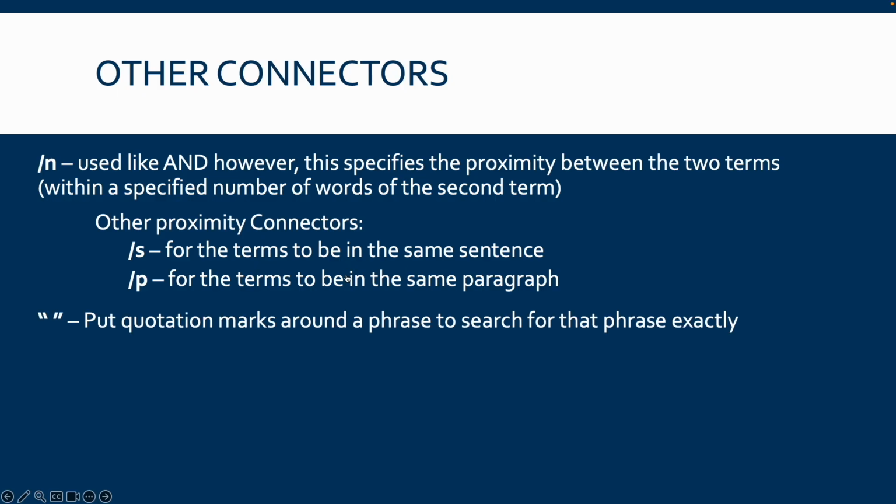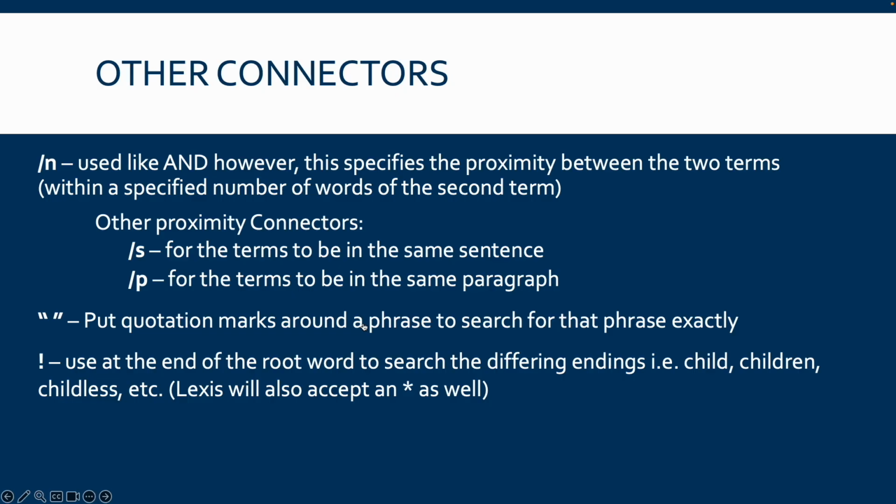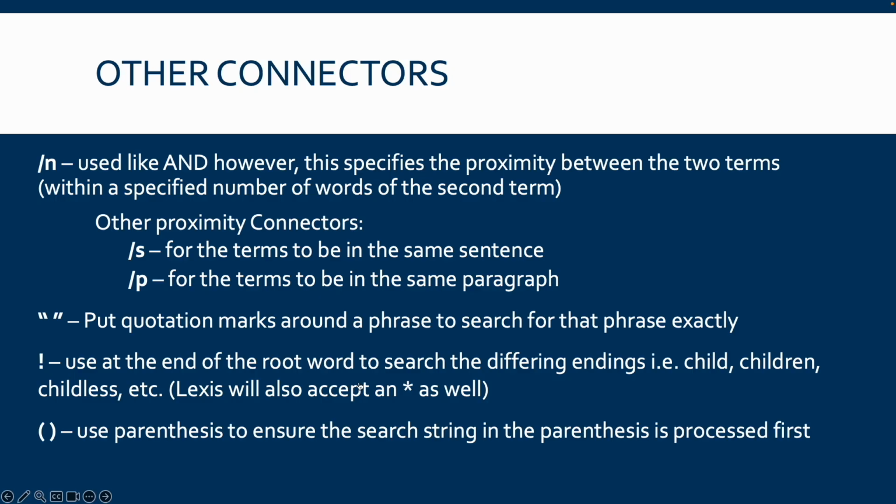You can use quotation marks to search an exact phrase. An exclamation point can be put at the end of a root word to search for different endings, as with child and children. Search algorithms have their own complicated order of operations, and each connector is prioritized differently. To have more control over this, you can use parentheses to ensure the search string within is processed first.